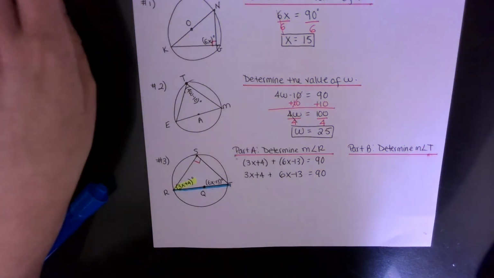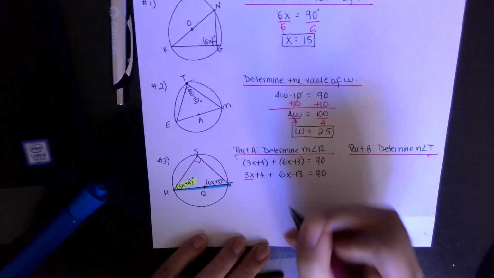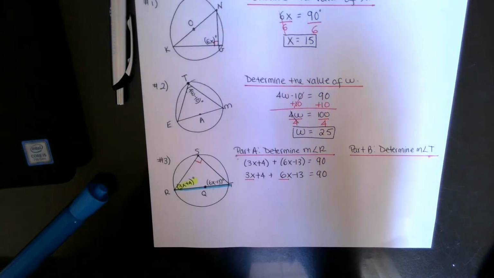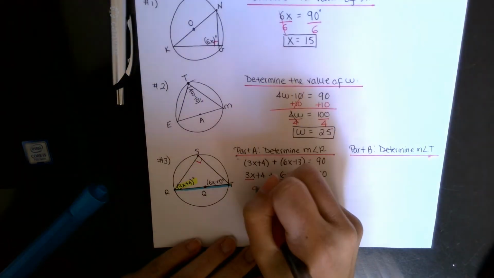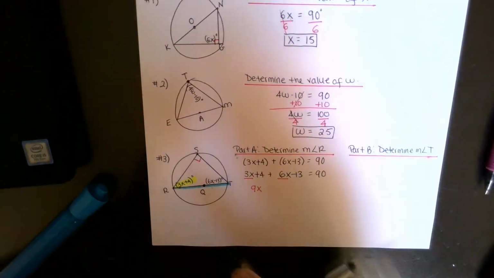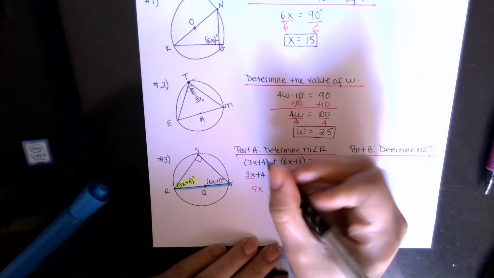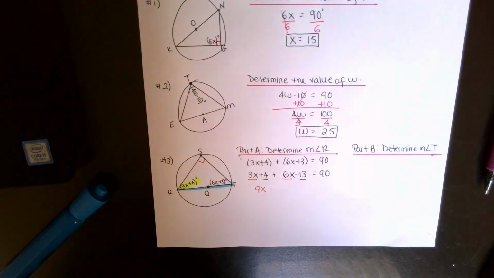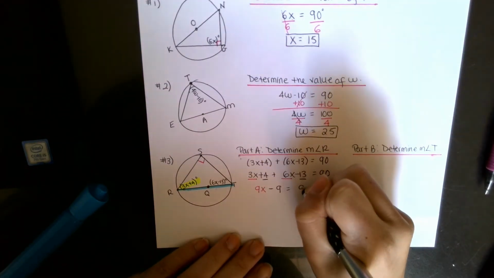Now we're going to go ahead and combine like terms. I see 3x and 6x. They're on the same side, so I just combine them. So I have 3x plus 6x, so that's going to give me 9x. Then I have 4 and negative 13. I combine those two terms, I get negative 9 equals 90.